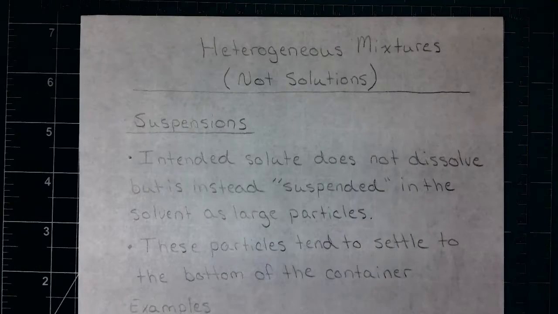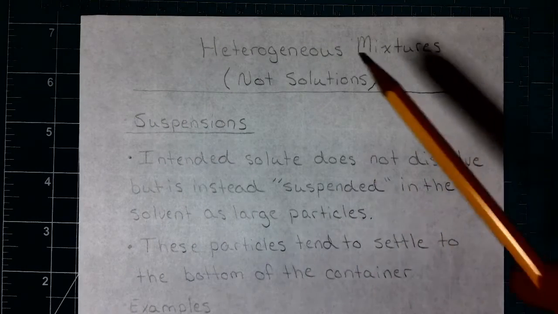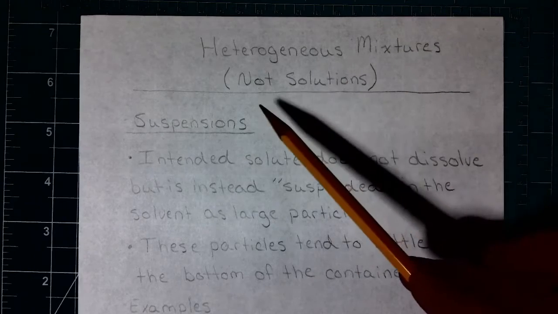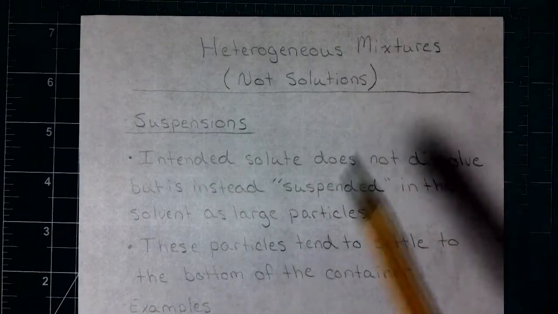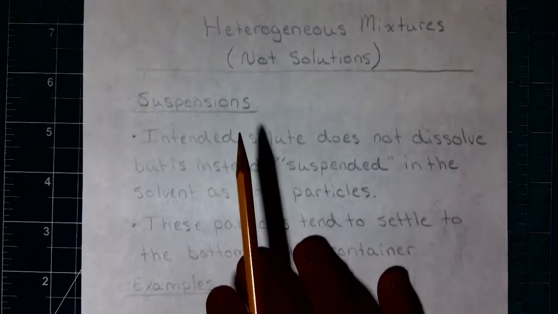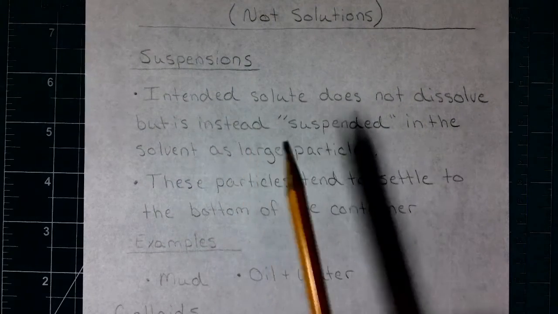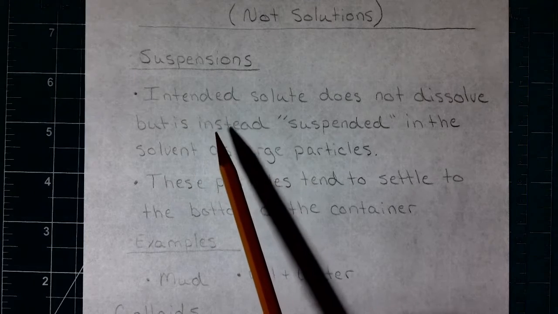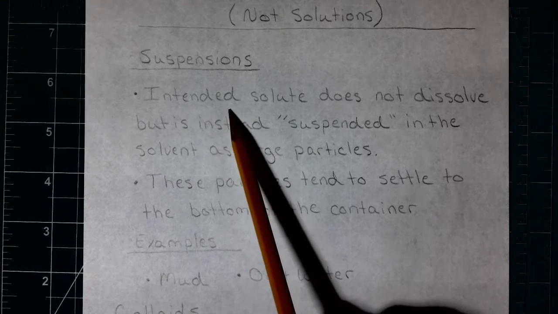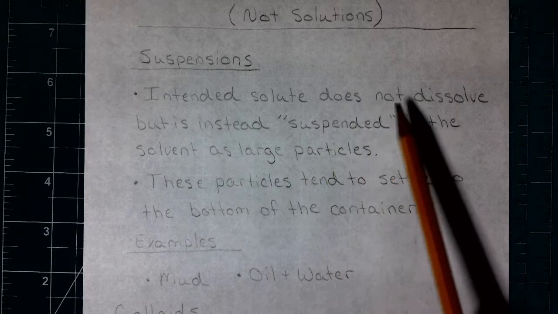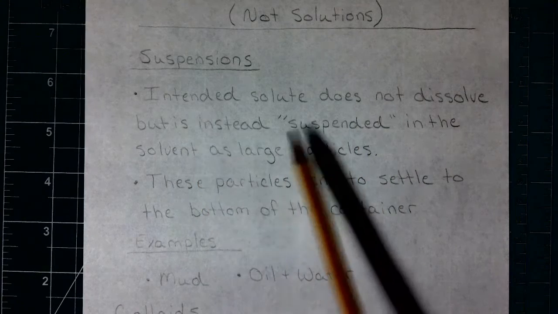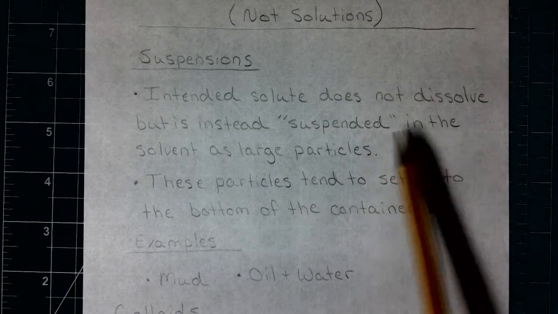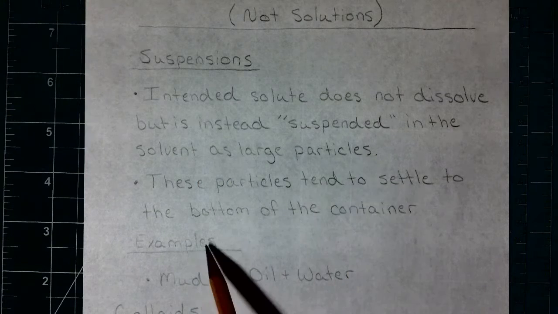Hello everybody. In this video, I want to talk about heterogeneous mixtures that are not true solutions, but sometimes may kind of look like them. The first one is something we call a suspension. And when we're making a suspension, what happens is that the intended solute does not dissolve, but is instead suspended in the solvent as large particles.